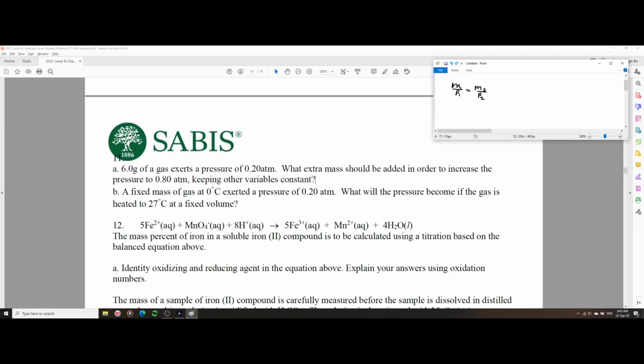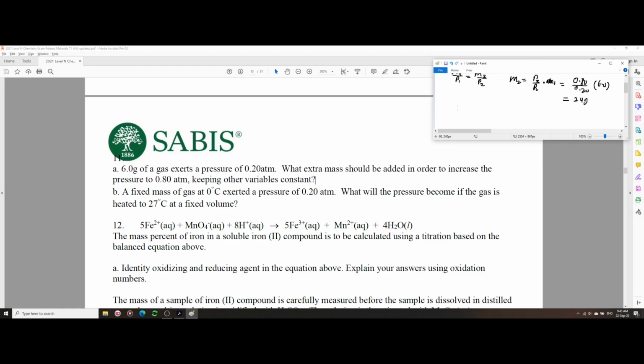So we are looking for the added mass or the extra mass, but before that let's find the final mass first of all. So M2 is P2 over P1 times M1. So how much is P2? P2 is 0.80 times M1, which is 6.0. You get 24 grams. Two significant figures, so 24 grams.